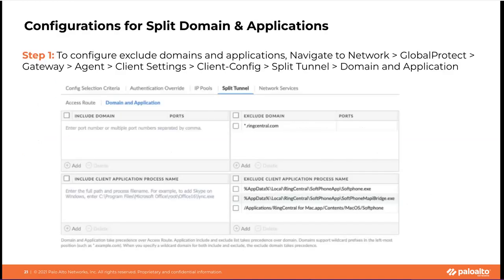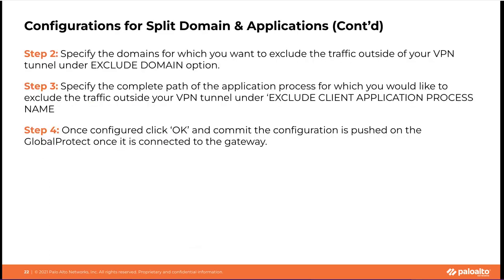It's easy to configure. You can just log into your Panorama and navigate to the Network tab. Go to the GlobalProtect and Gateways. In the Gateways agent in the client settings, you will find the split tunnel. You can configure here, exclude client application with the process name, specify the domain, specify the complete path of the application process for which you would like to exclude the traffic. And once the configuration is done, click OK, do the commit and push these configurations to the cloud.